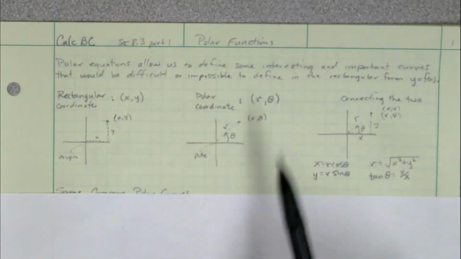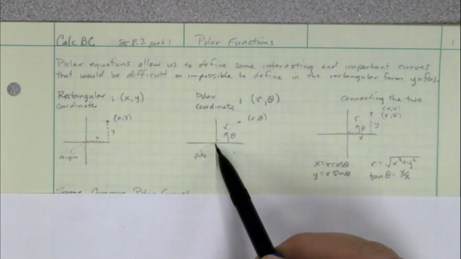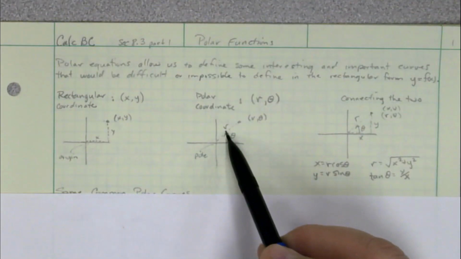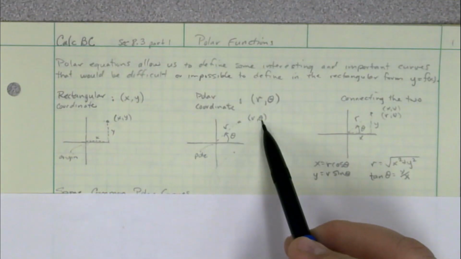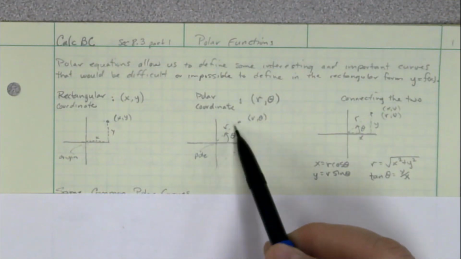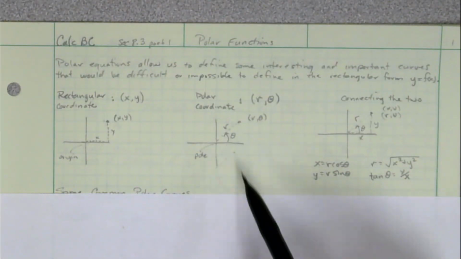It's found by a distance from the pole. This is not called the origin, it's called the pole. And we have an angle that we sweep, and then we have a distance that we travel, so r, theta. We are r units from the pole, and we are at the angle of whatever theta is.